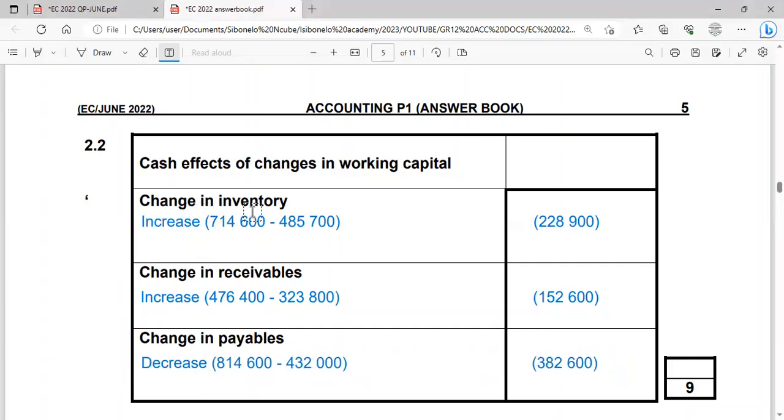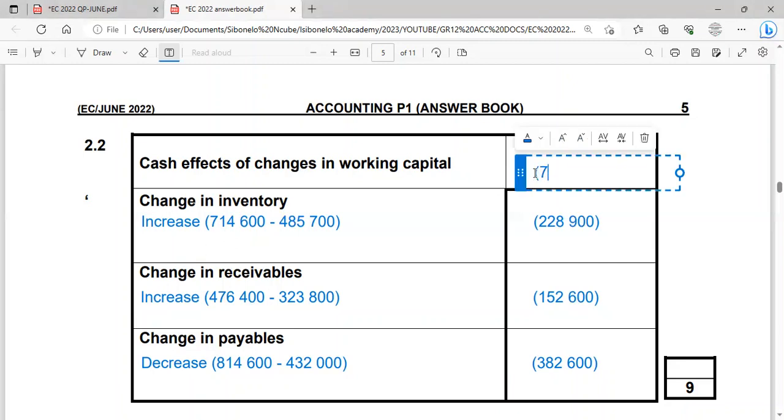So guys, change in inventory, we've got an outflow of 228,900. Change in receivables, we've got an outflow of 152,600. And change in payables, we've got an outflow of 382,600. So the cash effect of changes in working capital. So now we're gonna take, the first one is negative 228,900 minus 152,600. All the balances, guys, are negative, minus 382,600. So this gives us negative 764,100, which is an outflow as well.